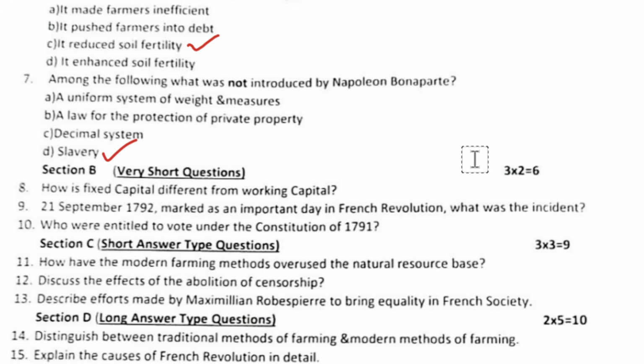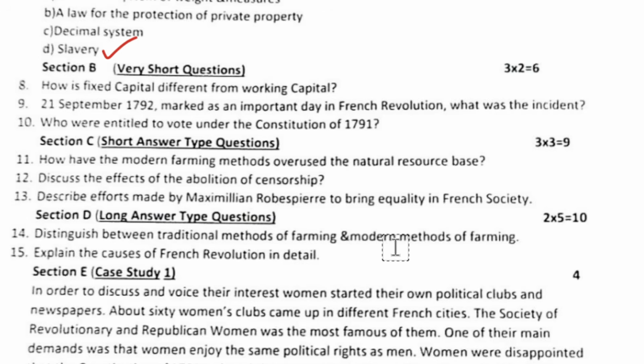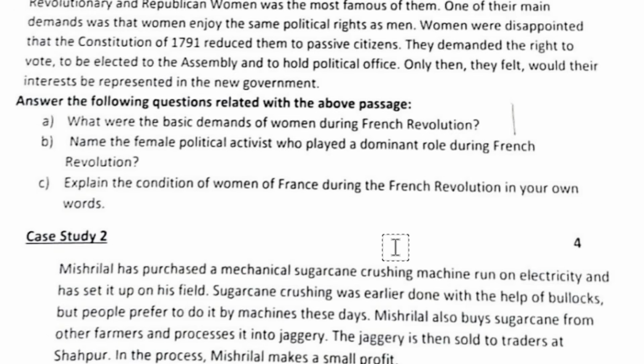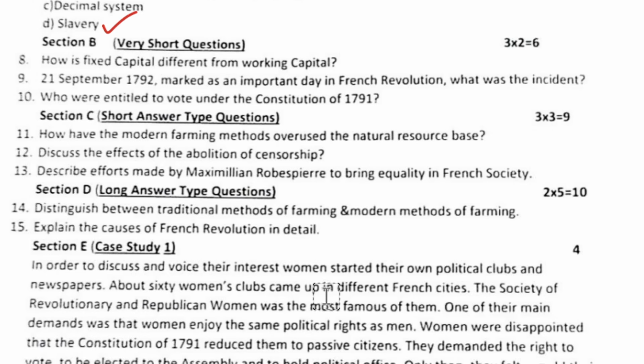Okay, next. So long type answer. So 5 marks for each question. Distinguish between traditional method of farming and modern method of farming. Explain the causes of French Revolution in detail. Okay, so first I will write distinguish between traditional method of farming and modern method of farming.